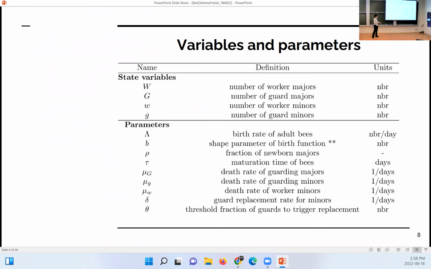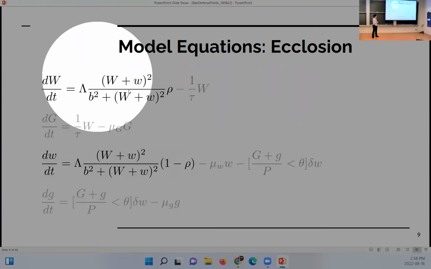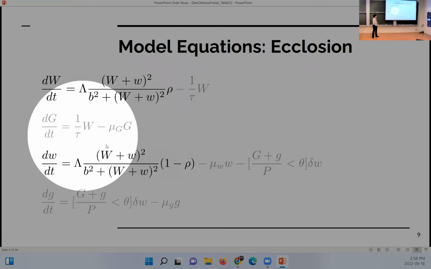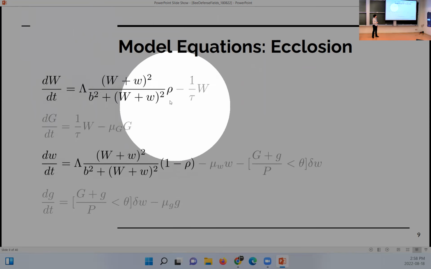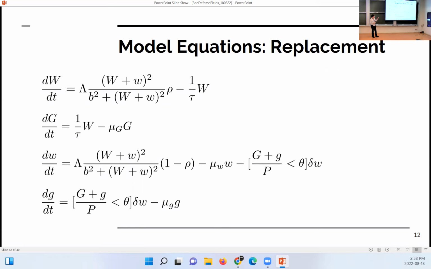So this is just a summary of all the parameters in case we need to go back. And the equations will look like this. This first term is just eclosion. That's how the new adults come to be. And some of them, just rho of them, will be majors, 1 minus rho will be minors. Then the majors will mature and become guards. Both of them will die, and this is the regular situation where there's no crisis. But if there is a loss of guards, then there will also be replacement. And that will only happen if the proportion of guards drops below theta, right? And if so, it will happen at a rate delta, which is fast. Yes?